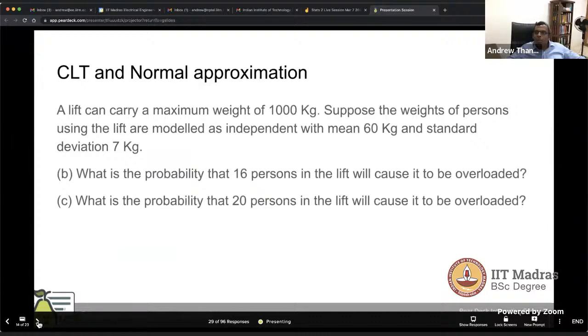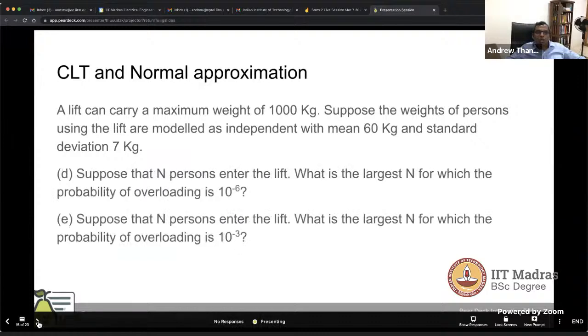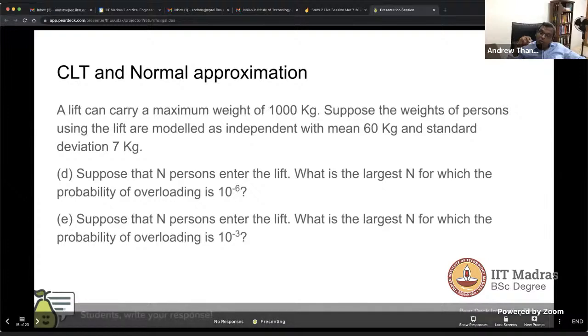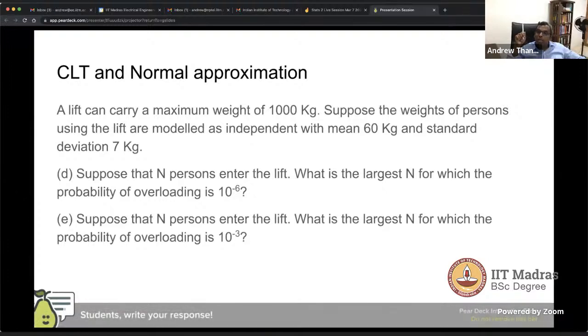Now, this problem can be twisted around. How do you twist it around? You ask this question. I don't care about, for a particular number of people, what's the probability. Actually, I care more about this problem, right? Suppose there are n persons who enter the lift. Now this n becomes a variable, right? What is the largest n for which the probability of overloading is 10 power minus 6? Do you think this question makes sense? It's doable?